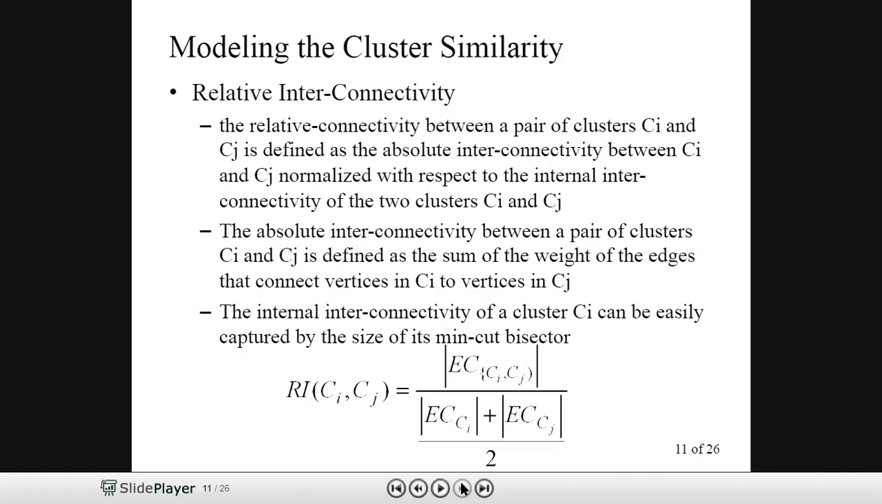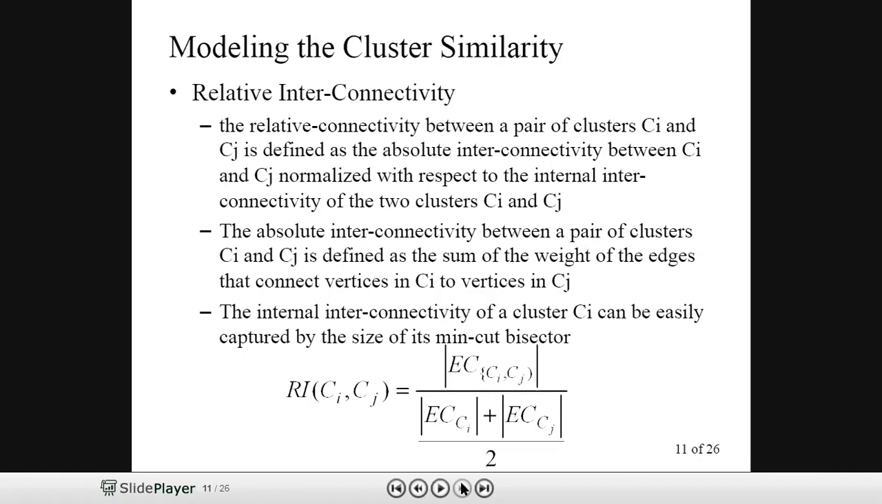Here the term absolute connectivity EC(Ci, Cj) between a pair of clusters Ci and Cj is defined as the sum of the weights of the edges that connect vertices in Ci to the vertices in Cj. For combining two clusters Ci and Cj, the weights of the edges that connect the two are summed up and divided by the number of edges used to connect them. That is called the absolute connectivity between Ci and Cj.